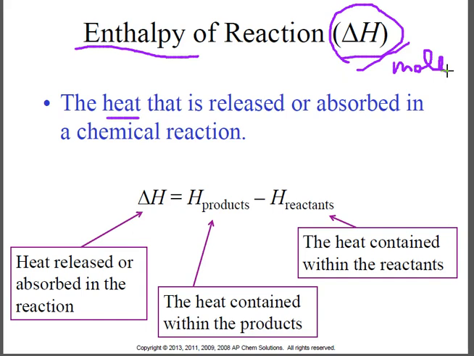When we talk about delta H, remember the delta means the change. So we're looking at the change in the heat as a result of the chemical reaction. And that will be the difference between the heat that the products had and the heat that the reactants have. So there's some heat contained within the products and some within the reactants. And the difference between those is going to be our delta H, which will be the heat absorbed or released during a chemical reaction.